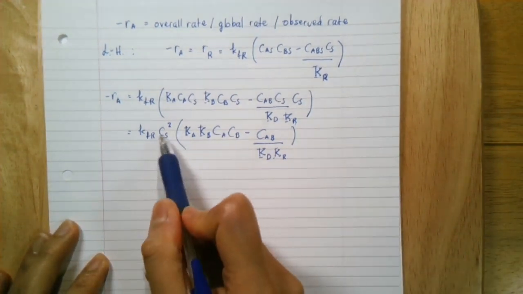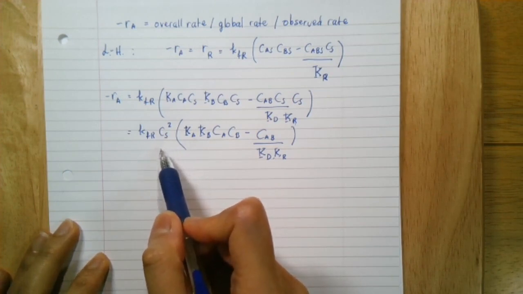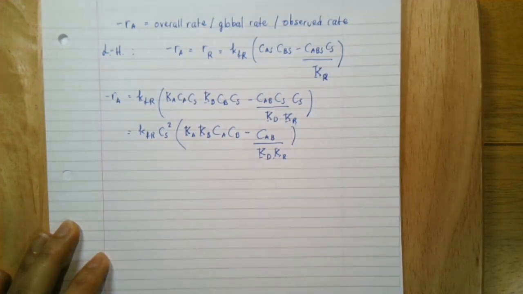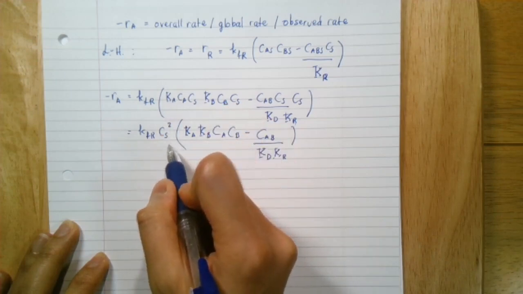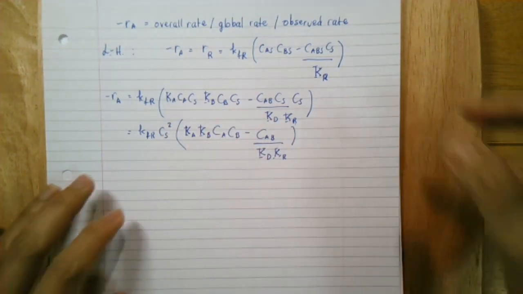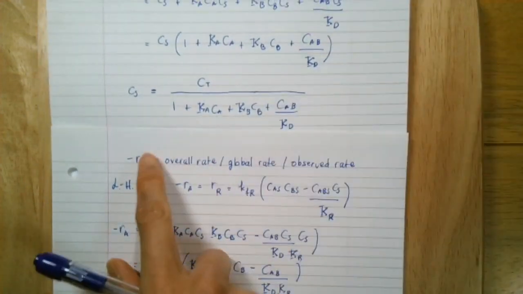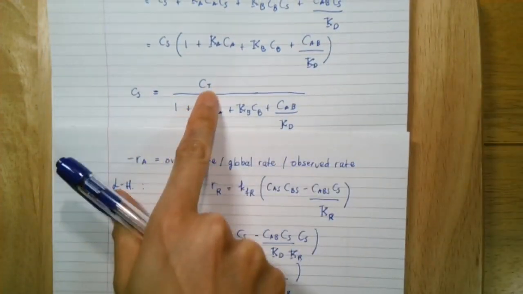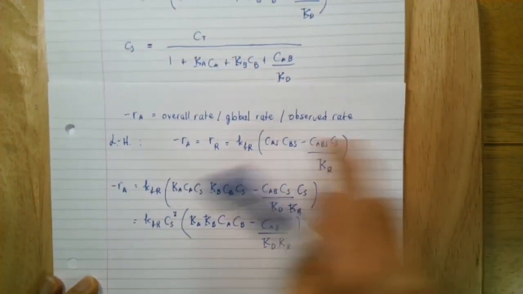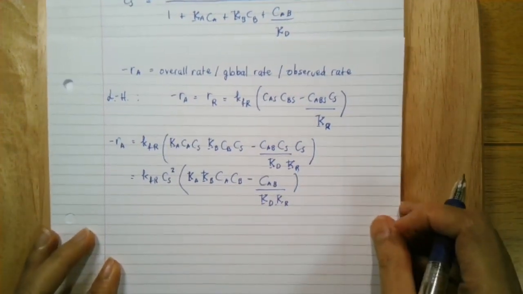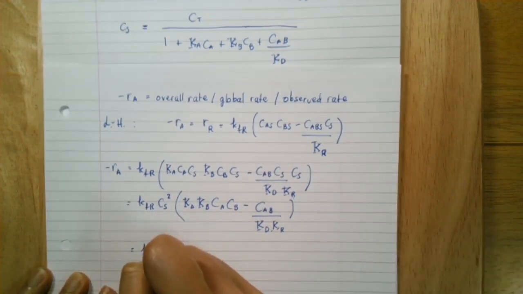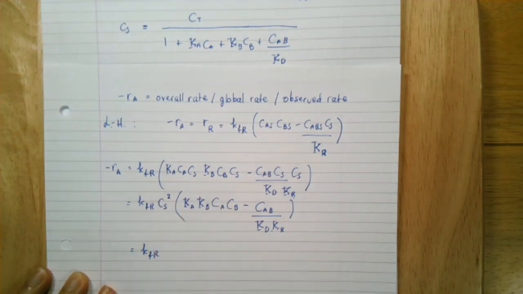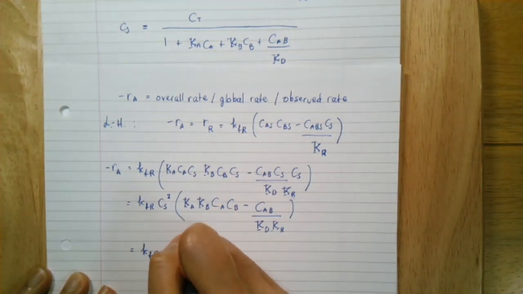I can replace CS with CT. I prefer CT because if we don't consider catalyst deactivation, then it is just a constant, whereas CS is very difficult to measure. So we can use the expression that we derived earlier for CS as a function of CT. So I'll substitute that here. So this is equal to KFR. So CS squared will become CT squared.